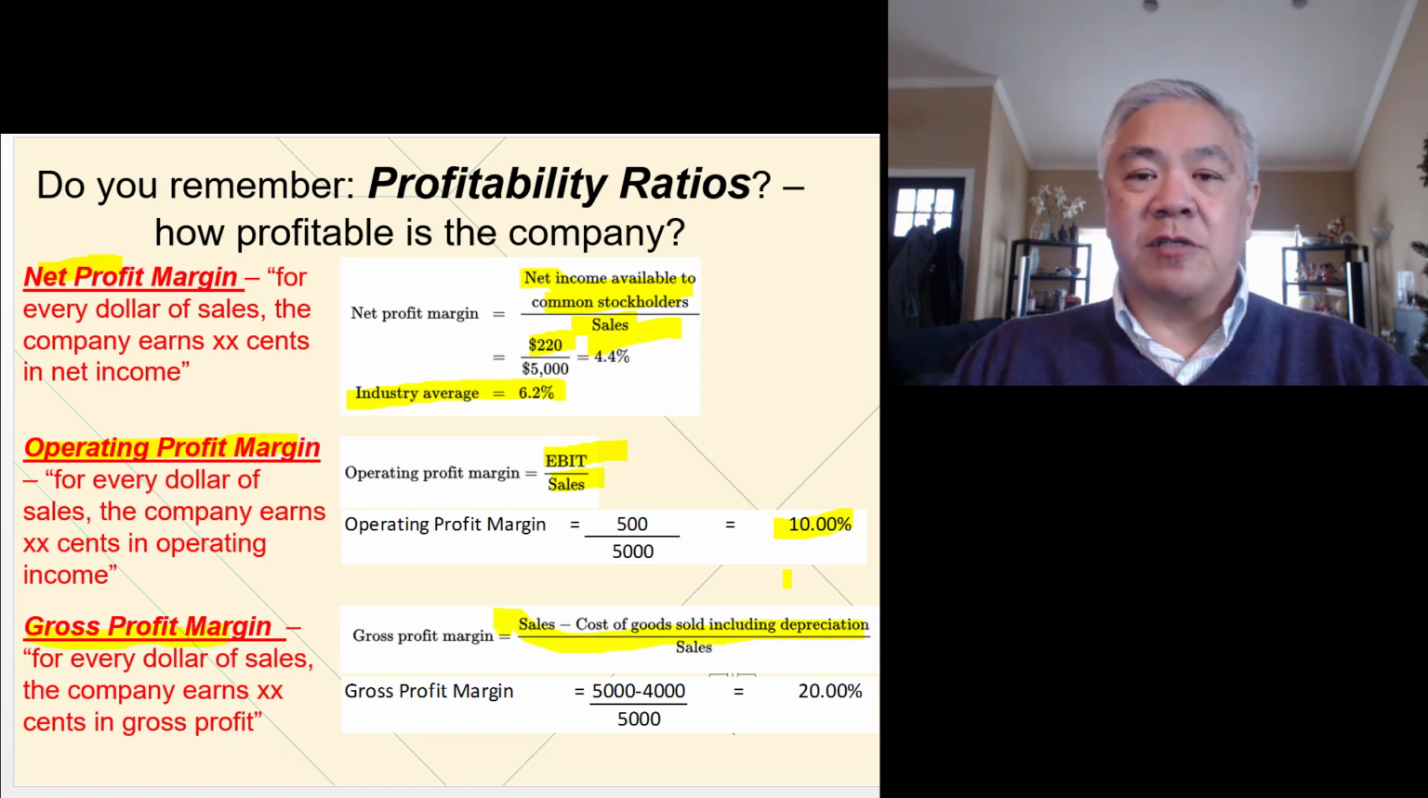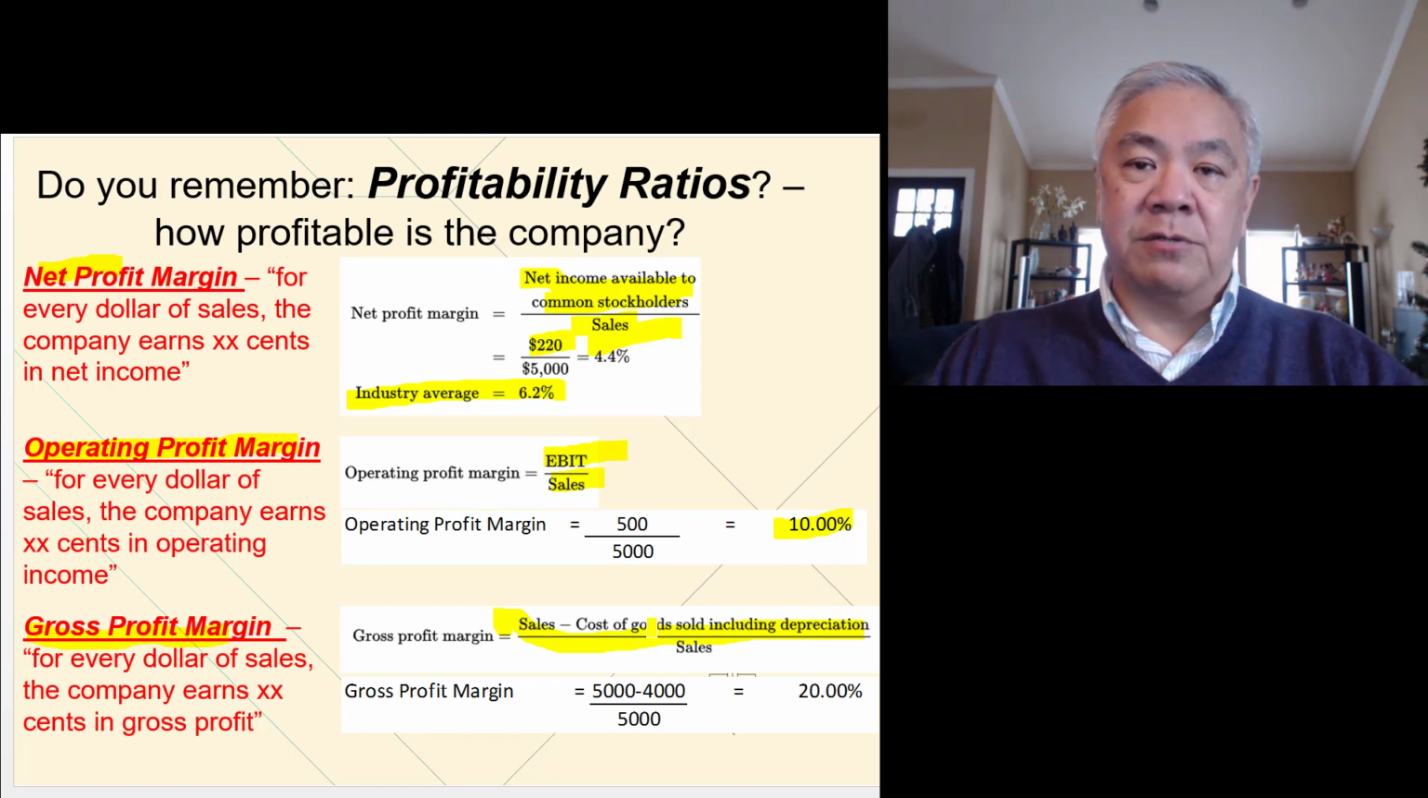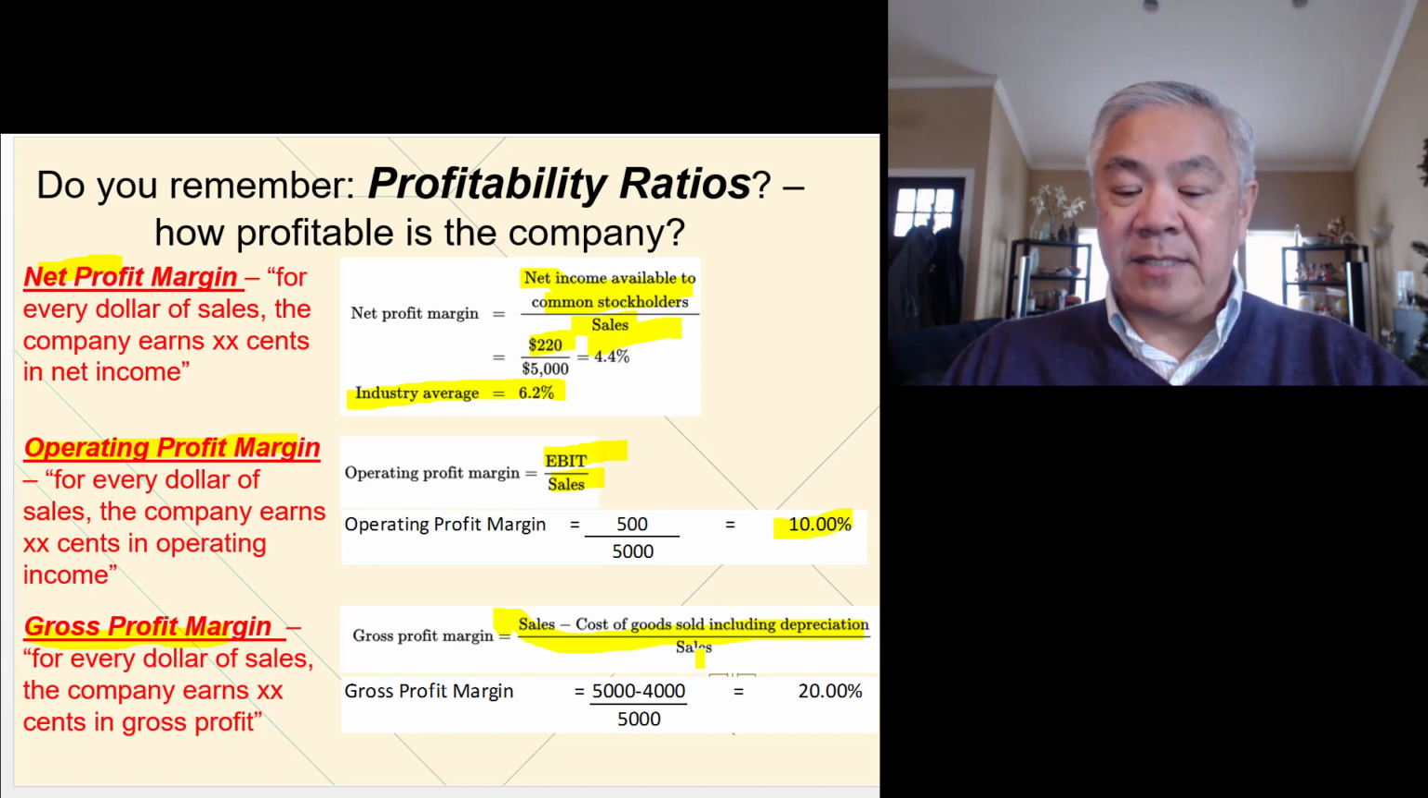All right, the next is gross profit margin. And gross profit margin is at the very top of the income statement. It's sales minus cost of goods sold. And in this case, the author just reiterates that we want to make sure it includes depreciation that's attributable to the cost of goods sold, divided by sales.